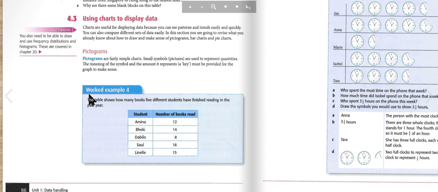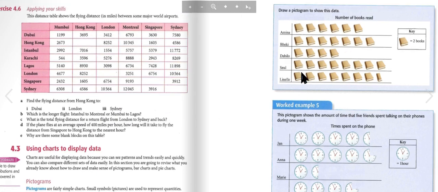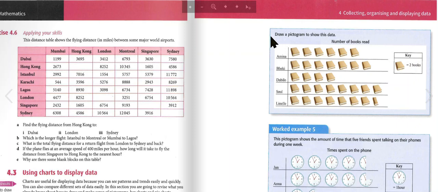Worked example 4. The table shows how many books 5 different students have finished reading in the past year. Draw a pictogram to show this data. The key is one of these book pictures is 2 books.